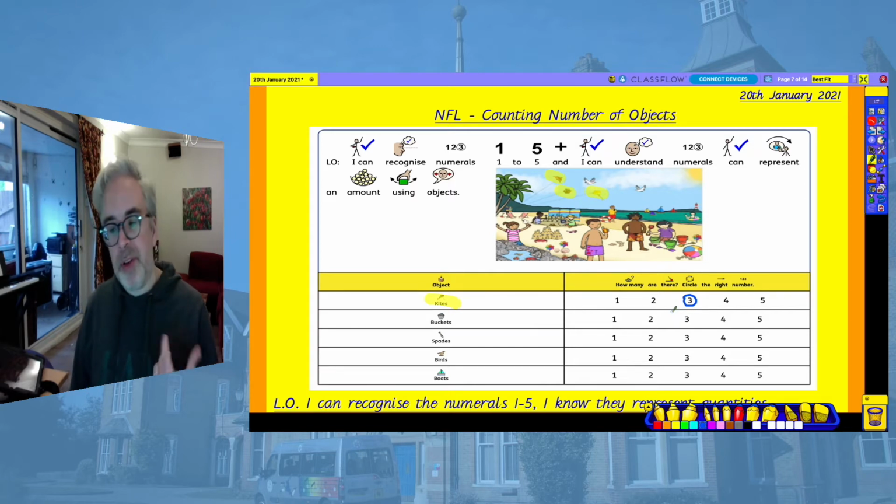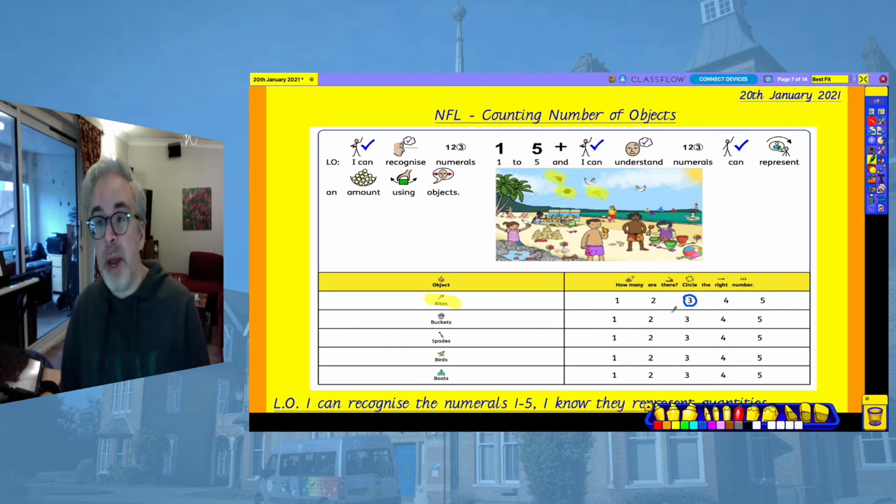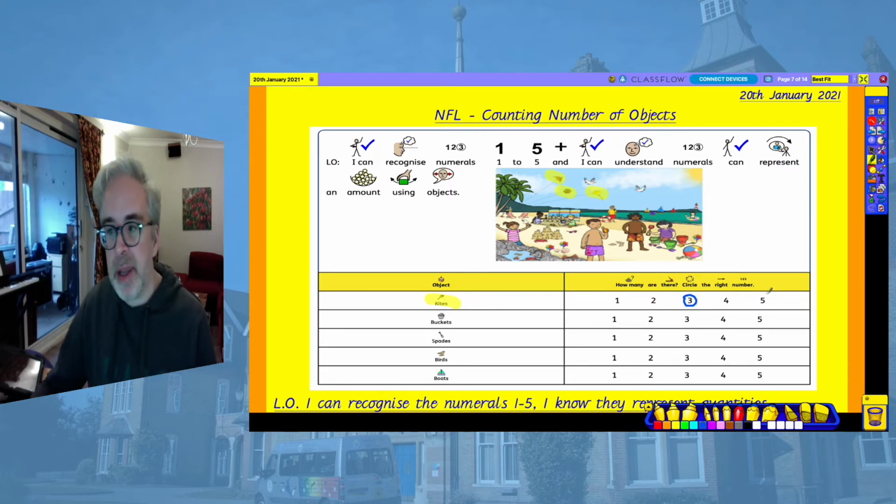Okay. So you've got that, and then you've got it for buckets, you've got it for spades, you've got it for birds, and you've got it for boats. Have a little look carefully with some of these ones here. Hopefully the picture comes out for you nice and clearly when you print it out. Cool, well done guys. So that's looking at that bit there.